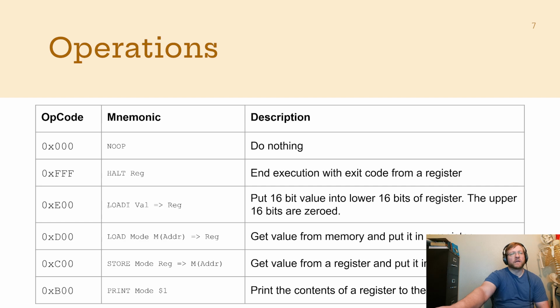Which means we're going to have to get very clever, probably tomorrow, if we want to load a larger value than that. We'll get to that when we add more operations. The opcode D00 is going to be load some address from memory. We'll need some mode information to figure out the address. Take whatever is at that address in memory and shove it into our register.